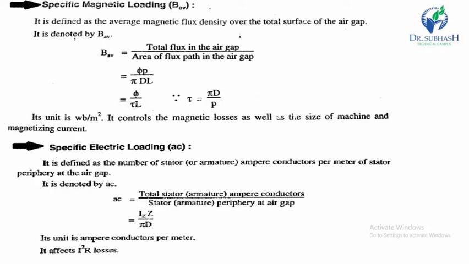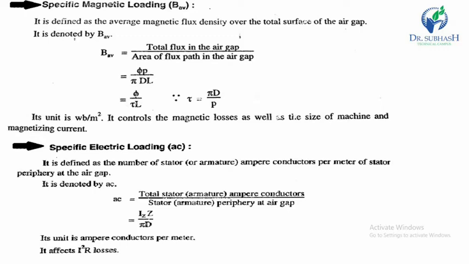Now, for any design, for any machine, first of all we have to know about these two specific values, and these values decide how our induction motor or any machine will be designed. The type of machine will depend on these two parameters, specific magnetic loading and specific electrical loading.